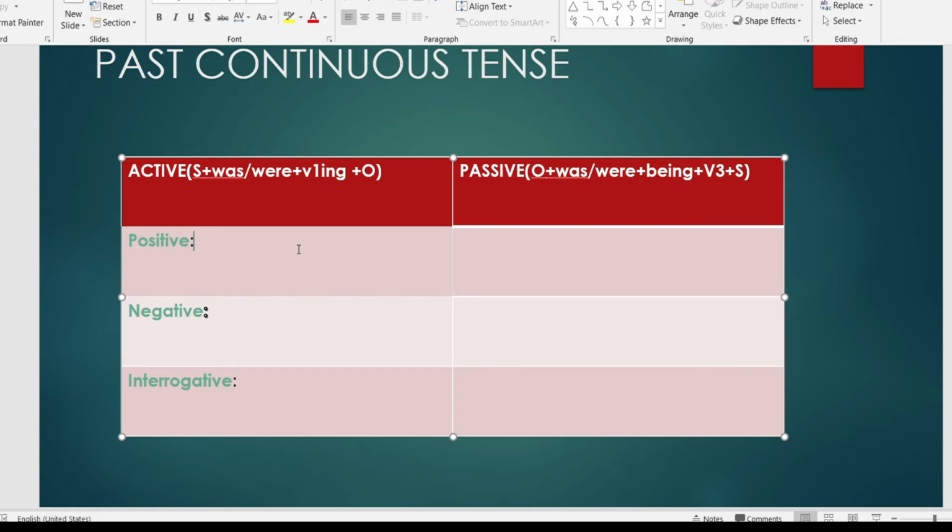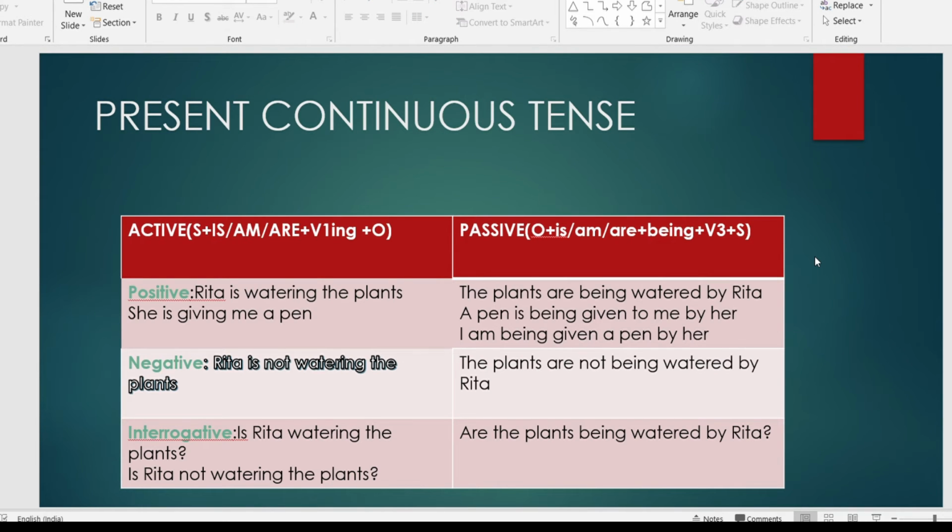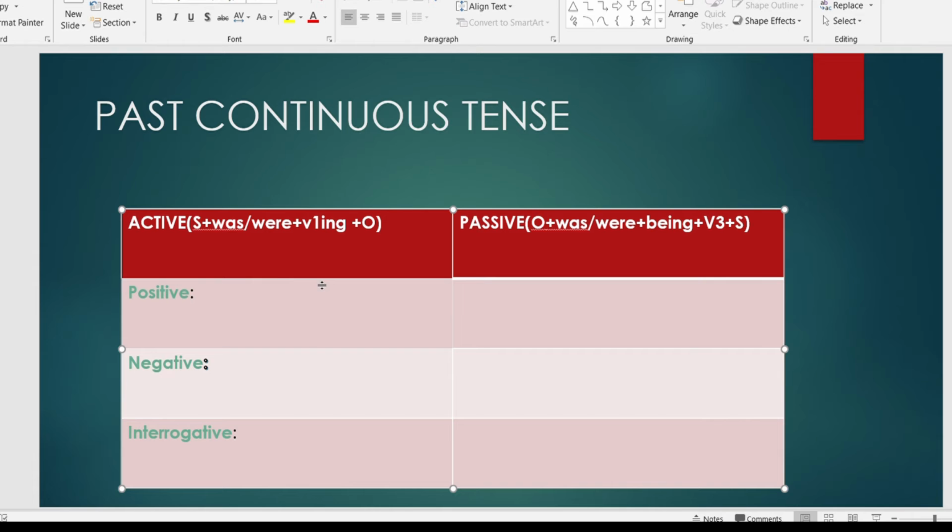So I'm going to take the same sentence maybe, and let's see. What was the same sentence? Okay, it was Rita is watering the plants. Yeah, okay. So Rita was watering the plants, right? Rita पौधों को पानी दे रही थी. Rita was watering the plants. So it becomes the plants were being watered by Rita. कि पौधों को रीता के द्वारा पानी दिया जा रहा था.